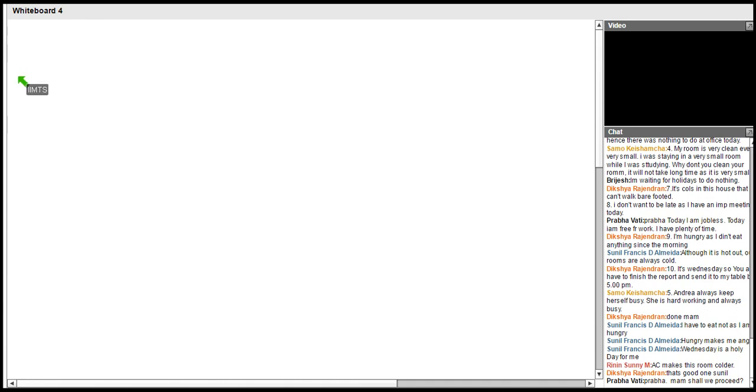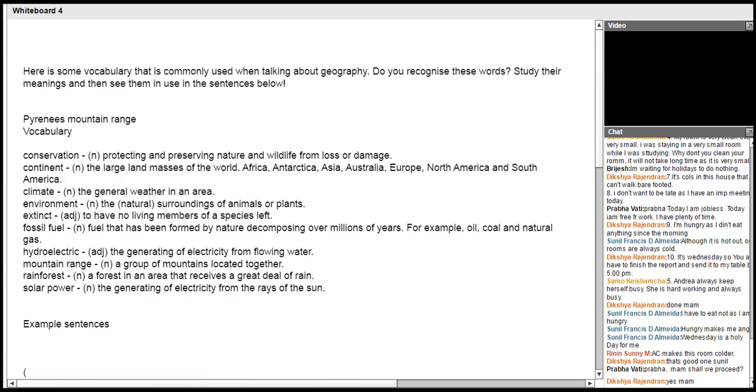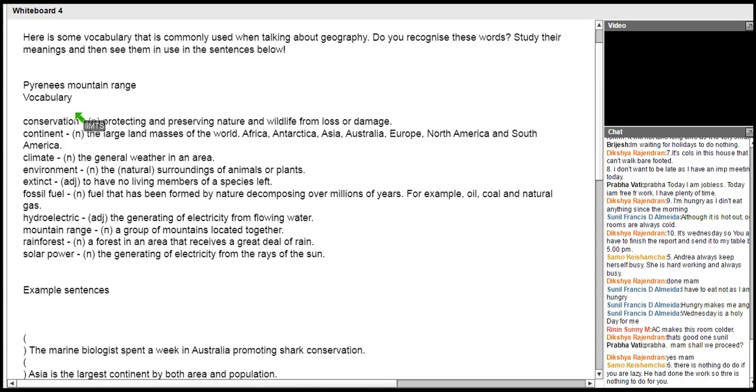Now we are going to do vocabulary related to geography. Now, conservation: protecting and preserving nature and wildlife from loss or damage, right? Continent: the large land masses of the world, and so there are 7 continents in the world, right? Africa, Antarctica, Asia, Australia, Europe, North America, and South America. Climate: the general weather in an area.